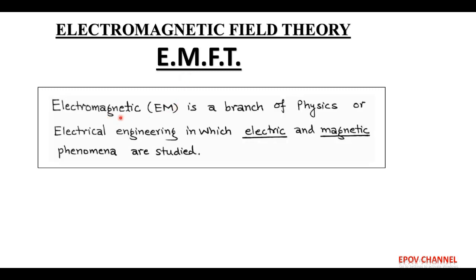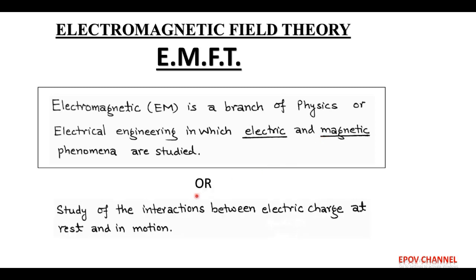In a simple language, we can say that electromagnetics is a branch of physics or electrical engineering in which electric and magnetic phenomena are studied. So here we first talk about electrostatics and then we talk about magnetostatics. And the combined effect is called electromagnetic effect. Also, we can say that electrostatic is the study of interactions between electrical charge at rest and in motion.